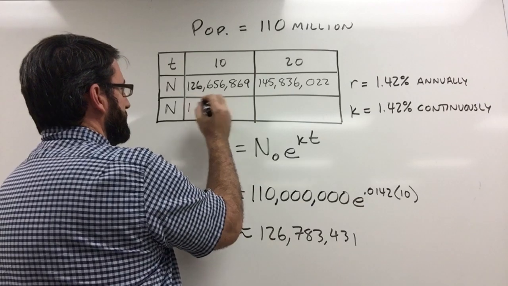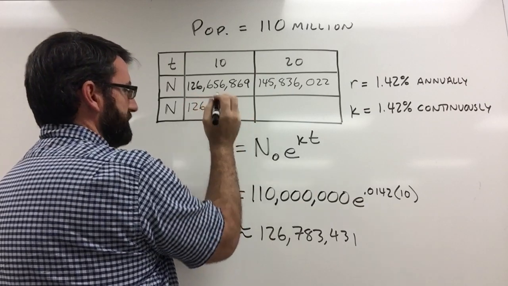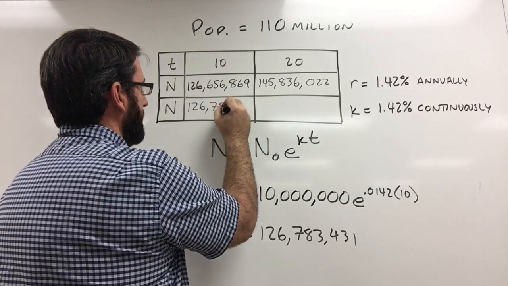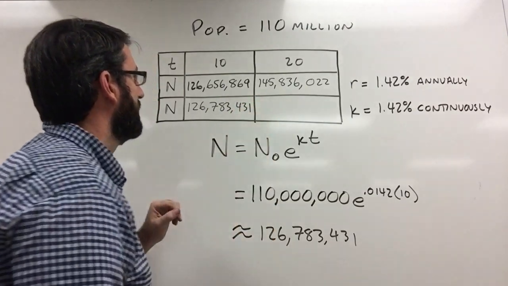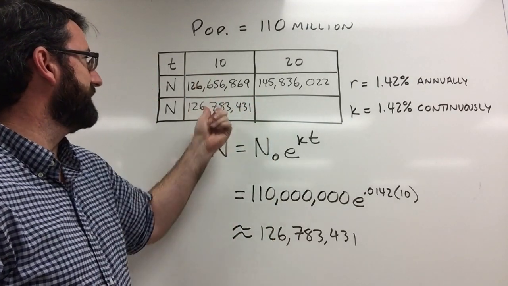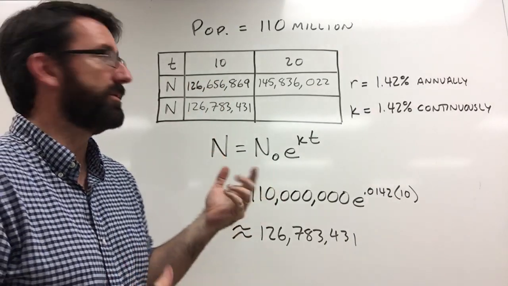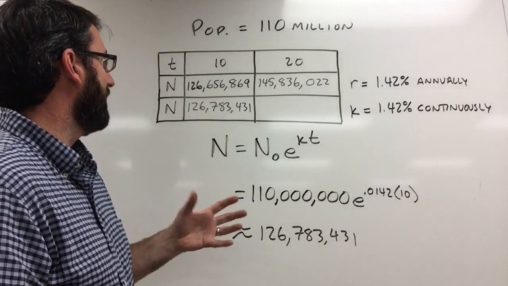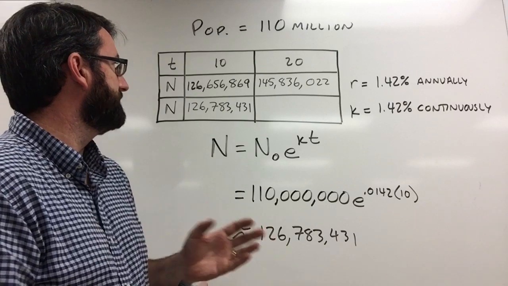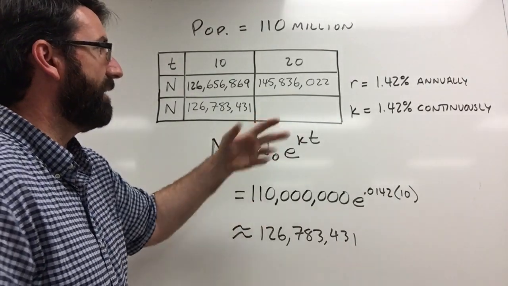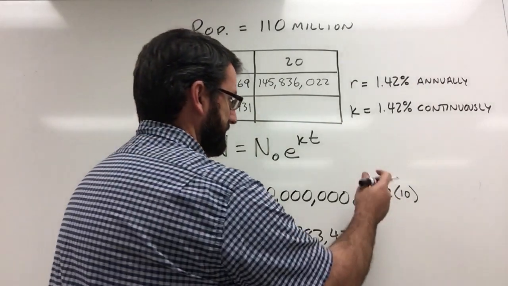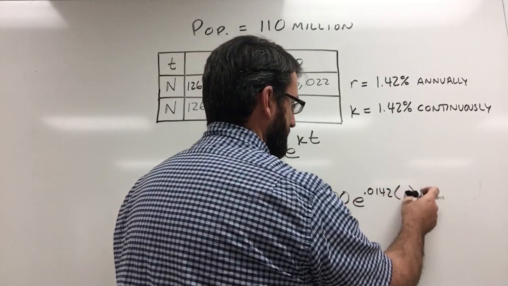So up here, let's put that in our box, 126,783,431. So you can see that that's an increase over the annual growth of about 127,000 people. All right, now over 20 years, this is going to be the exact same equation.